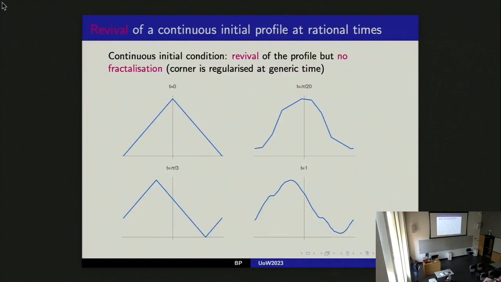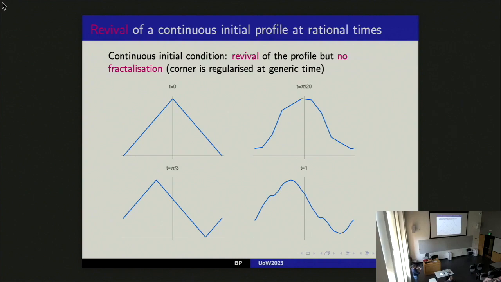And so that's an example of what I called revival. So here, if you start with a not differentiable but continuous initial condition, you can see that if you pick times that are multiples of pi, this corner reappears in different places. If you pick another time, it doesn't. But you don't have fractalization. Fractalization is really generated by those discontinuities, as I will try to wave my hands to explain. So that's the revival effect.